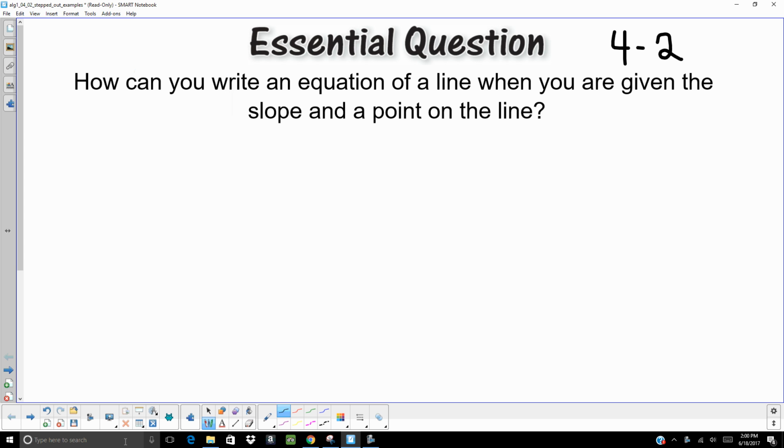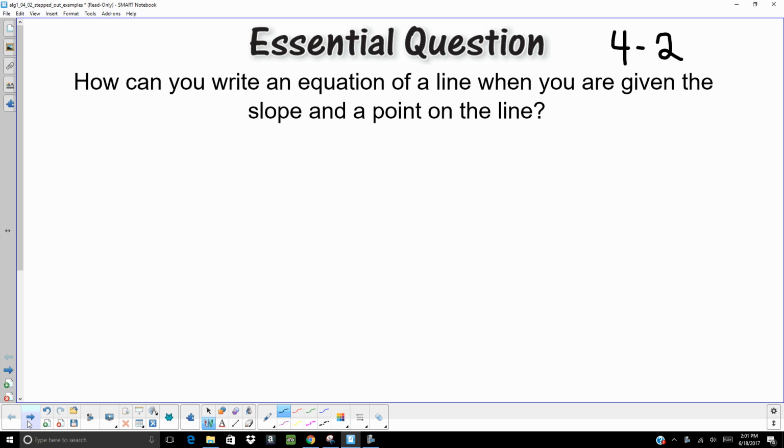Hello, today we are doing Chapter 4, Section 2 in Algebra 1. Our essential question is, how can you write an equation of a line when you are given the slope and a point on the line? Our last lesson we did slope-intercept form. On this one we are doing what we call point-slope form.